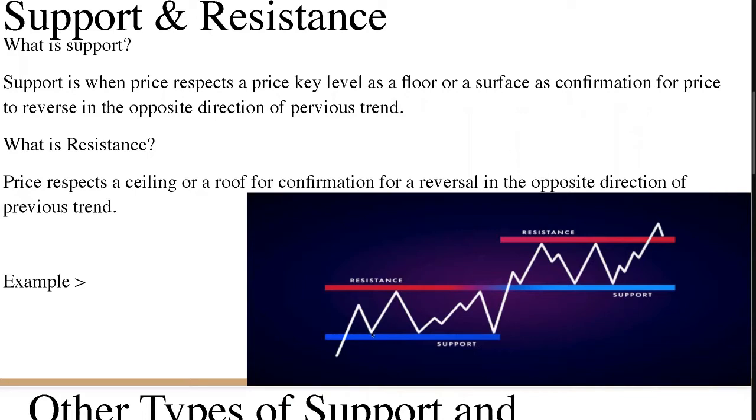You know what I'm saying? Price hit here and then bounced up. So it touched on these lines, one, two, three. So it touched on the support level three times. That's confirmation. Confirmation is understanding that price hit here, so it did it again. That's two confirmations. Then it did it again. That's the third confirmation for price to reverse in the opposite direction of the previous trend.